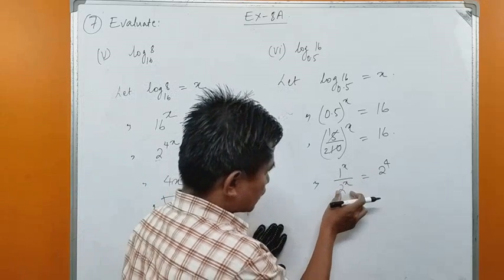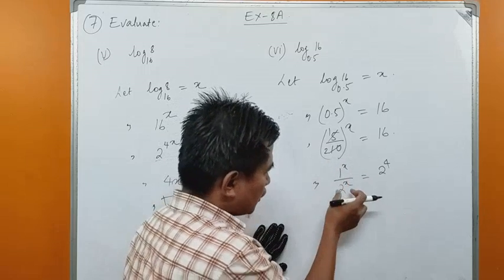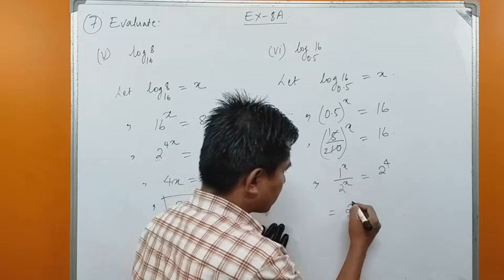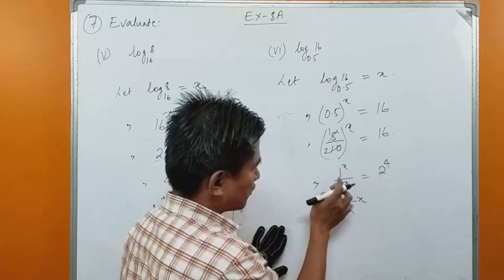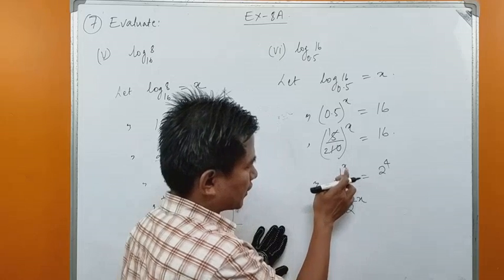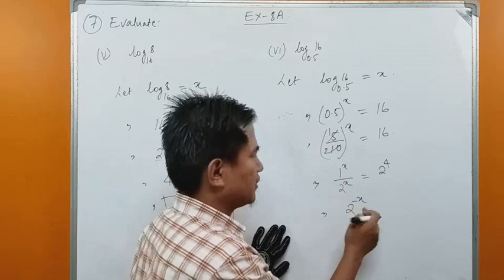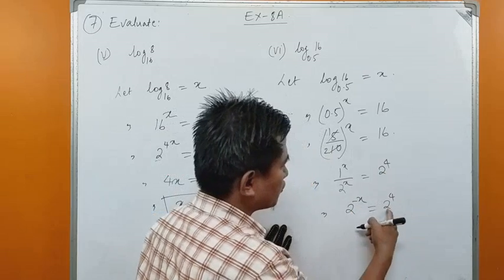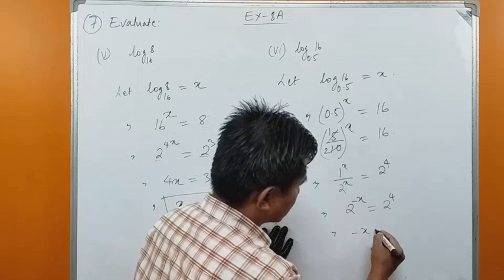So let us take this 2 to the power x to the numerator. This is already 1, so we need to write that 2 to the power plus x to the numerator. This becomes 2 to the power minus x, isn't it? 2 to the power minus x into 1 is 2 to the power minus x. This 1 to the power x is 1 now. So 1 into 2 to the power minus x is 2 to the power minus x equals to 2 to the power 4. So 2 and 2 bases are equal. This means power should be equal, or minus x equals to 4.